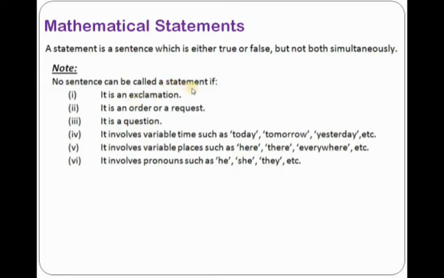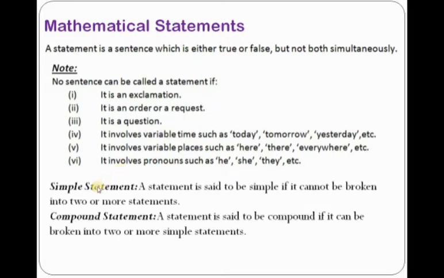A mathematical statement, or simply statement, will be of two types. One is called a simple statement and another is called a compound statement. You all know about simple and compound statements from your English as well. Let us understand the meaning of a simple statement. A statement is said to be simple if it cannot be broken into two or more statements. I hope this is clear to you.